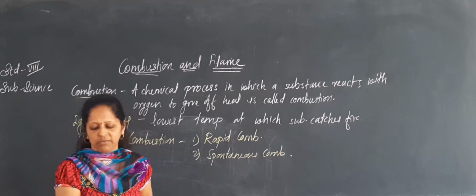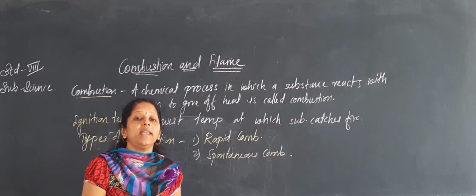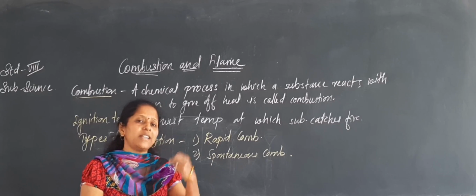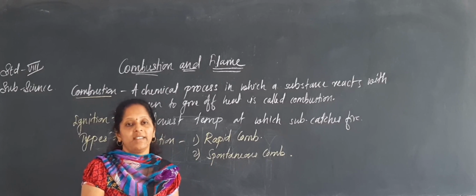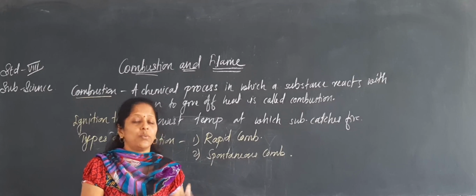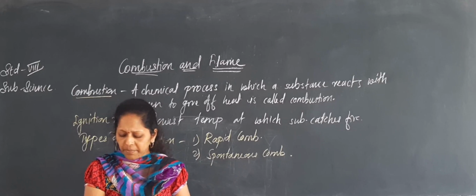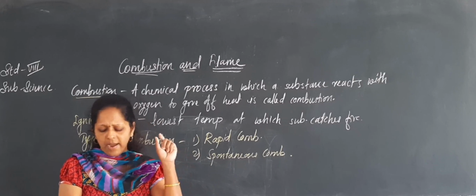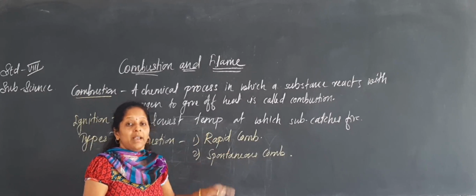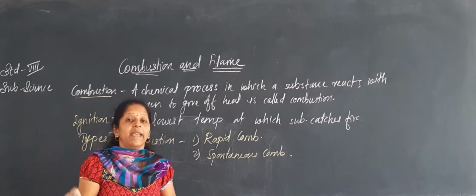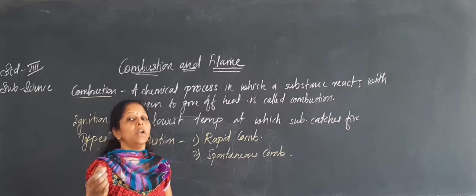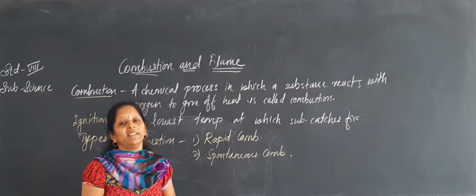Spontaneous combustion is the type of combustion in which a material suddenly bursts into flames. Suddenly it catches fire. That is called spontaneous. In a forest fire, it spontaneously catches fire and produces a flame without any apparent cause. In rapid combustion, external heat or external fire is necessary, with the help of a matchstick or lighter, and only then does it burn.